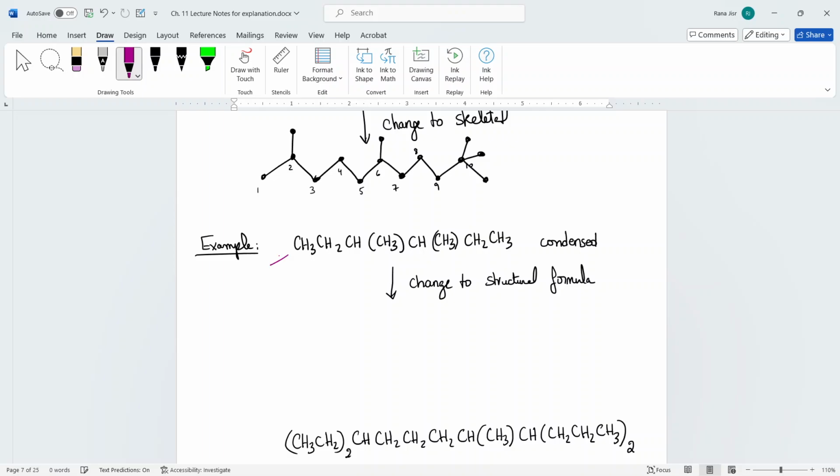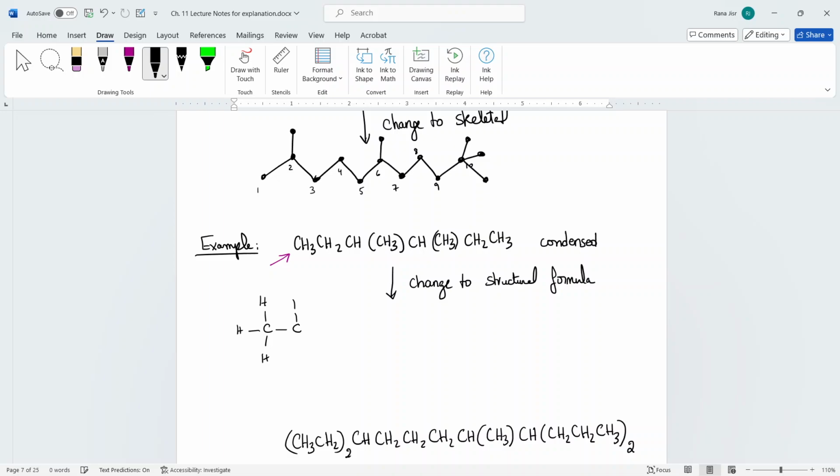Here I've condensed, changing it into a structural formula. Again, we're going to start reading it from here. And now for this one, I'm just going to read it as I go. So I have a CH3. Remember, structural, you need to show the bonds and the atoms, everything. You show everything. So I have a CH3, so I'm just going to go ahead and put the CH3 like that.